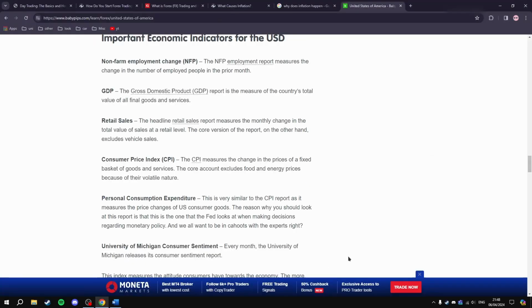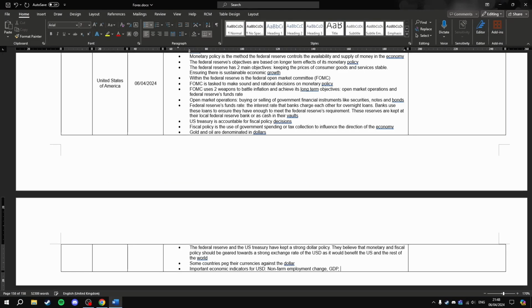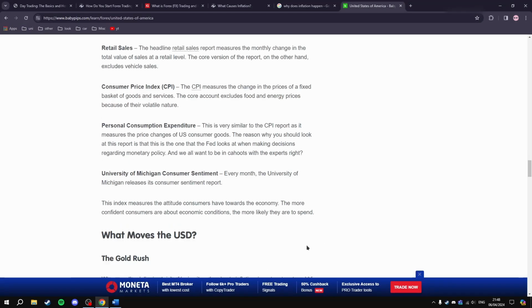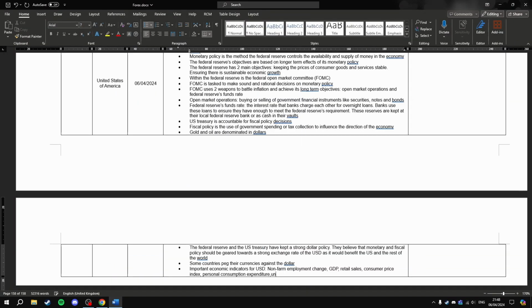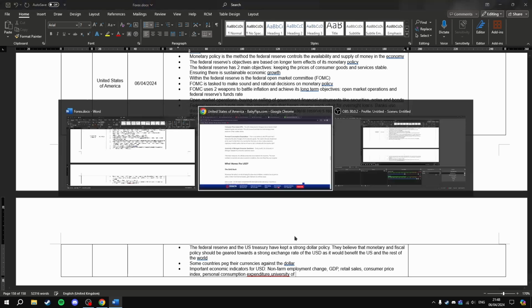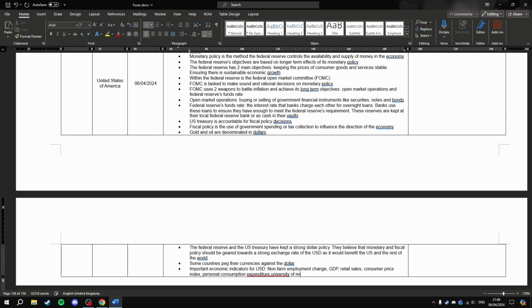Non-farm employment change, GDP, retail sales, consumer price index, personal consumption expenditure, University of Michigan consumer sentiment.